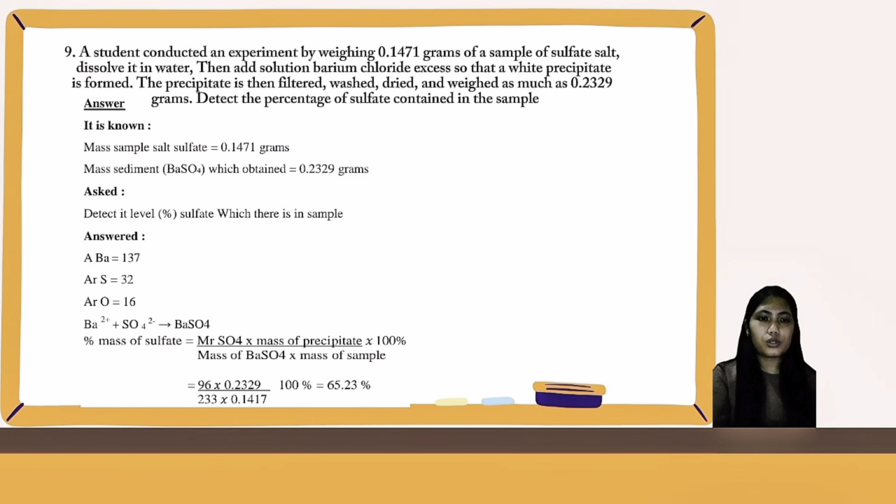Ba2+ plus SO4 2- becomes BaSO4. The percentage mass of sulfate equals Mr SO4 times the mass of precipitate, divided by the Mr of BaSO4 times the mass of the sample, times 100%, which equals 96 times 0.2329 divided by 233 times 0.1417, times 100%, which equals 65.23%. So after determination, the percentage of sulfate contained in the sample is 65.23%.